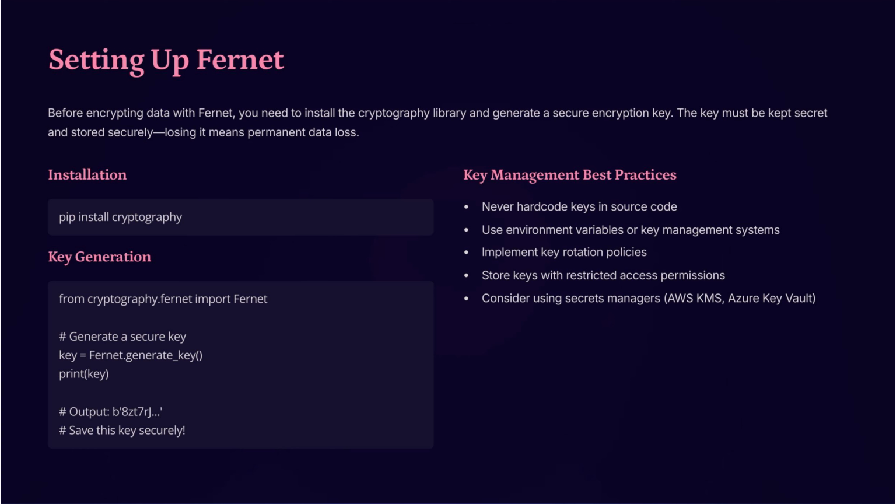To set up Fernet, first install the cryptography library using pip install cryptography. Generate a secure key with Fernet.generate_key, and ensure it is stored securely. Avoid hard-coding keys. Use environment variables or key management systems. Implement key rotation and restrict access permissions. Consider secrets managers like Amazon Web Services Key Management Service, or Azure Key Vault for enhanced security.